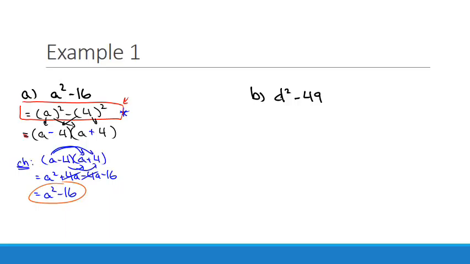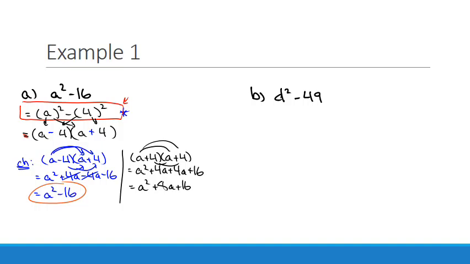If I would have had a plus 4 and a plus 4, I'll do that as well. So if my signs would have matched, you'll see I get something slightly different. A times a is a squared. This will be positive 4a, positive 4a, positive 16. And when I go to gather my like terms, I get a squared plus 8a plus 16. So I get this middle term. So the opposite signs, the negative and the plus, they will cancel out your middle term.